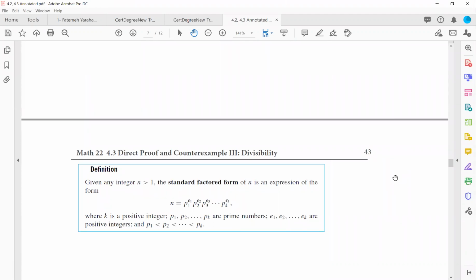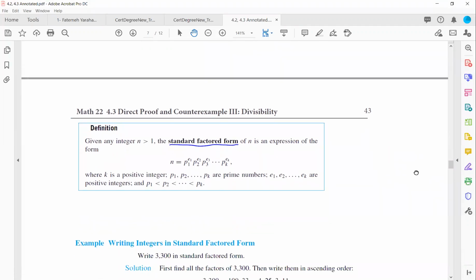Definition: standard factored form of an integer greater than 1. So if you write the factorization in the format that p1 comes first, p2 comes second, p3 comes third, and pk, the largest number, comes at the end, then we say that we have a standard factored form for integer n.